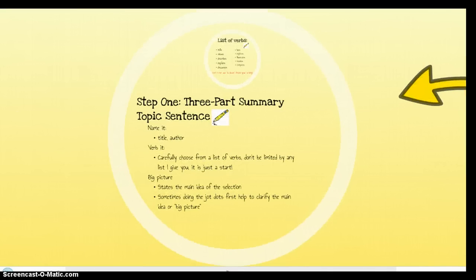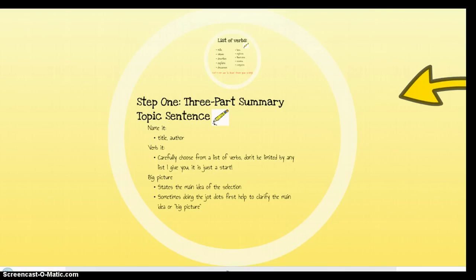Okay, so first step in creating a summary. Again, this is everything we've been talking about over the last 3 days in class, so hopefully this is just review for you. But step 1 is to create the 3-part summary topic sentence, which is the name it, verb it, big picture thing that we've talked about. So name it, obviously you're just naming the title of the piece and the author if it's given. The verb is just carefully choosing from the list of verbs that I've given you, or choosing something else that will work. Don't be limited by what I've given you.